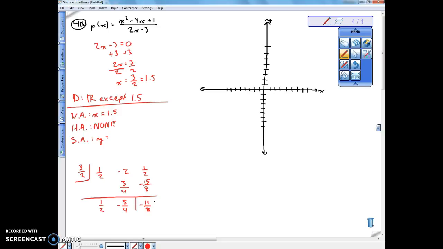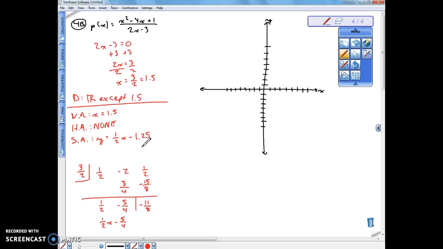If you recall, the remainder doesn't matter when we're talking about slant asymptotes. It only matters that it's not equal to 0. So this could be rewritten as 1 half x minus 5 over 4. And I'm going to write it a little unconventionally, but just to help me graph it, I'm going to write it 1 half x minus 1.25. That's just going to help me graph the y-intercept. If you plug 5 over 4 into your calculator, that's what you're going to get.